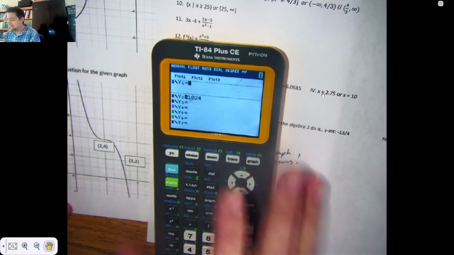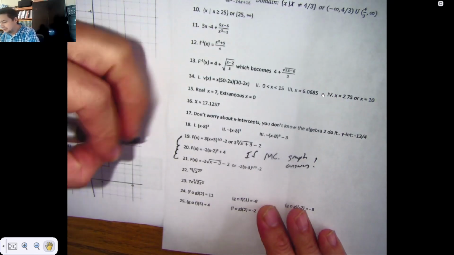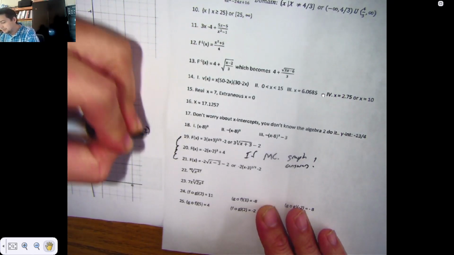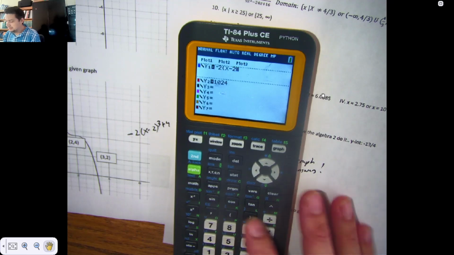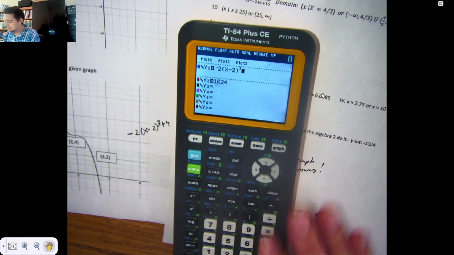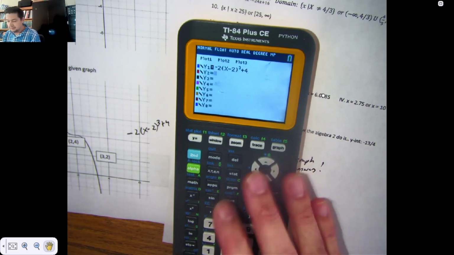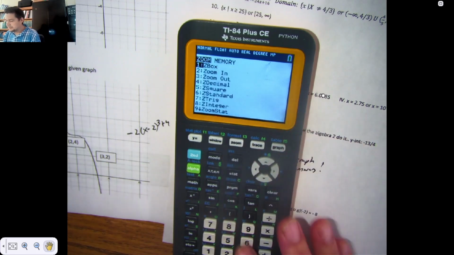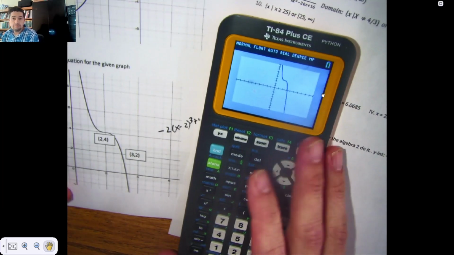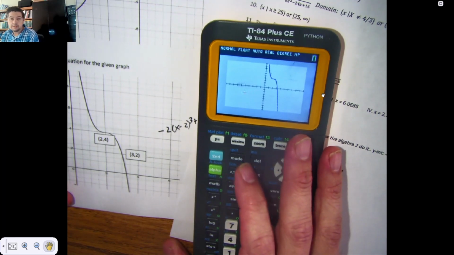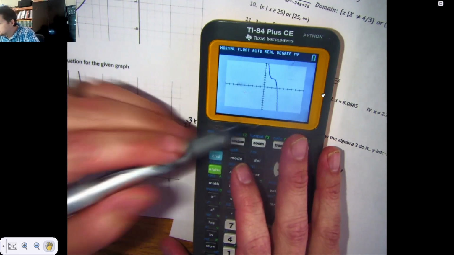And the key for 20 says -2 times (x minus 2) cubed plus 4. -2 times (x minus 2) to the third power plus 4. And I'll just do a standard zoom 6. It looks dead on. It really does. You got this point here at 2, 4.